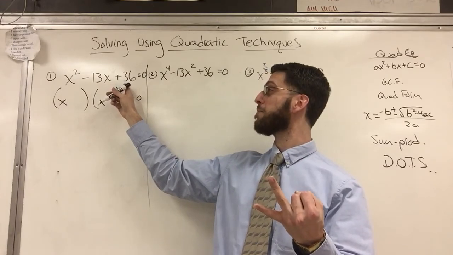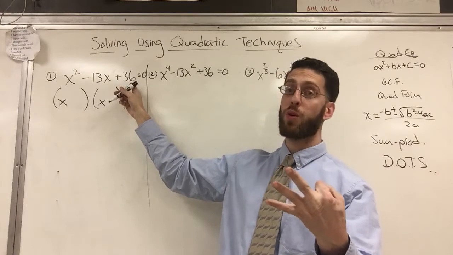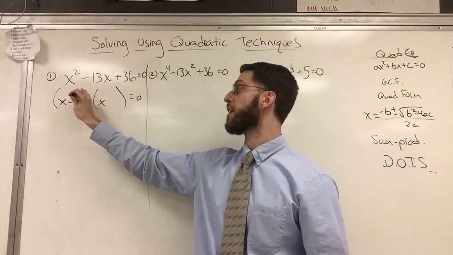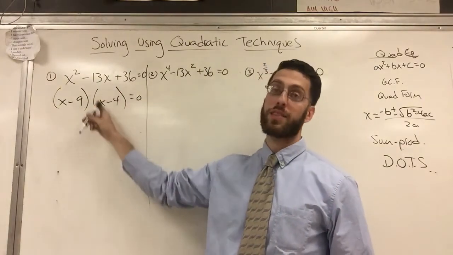36 and 1 won't work. 12 and 3 won't work, so we're going to go with 9 and 4. Negative 9 and negative 4. This will definitely multiply to 36 and add to negative 13.